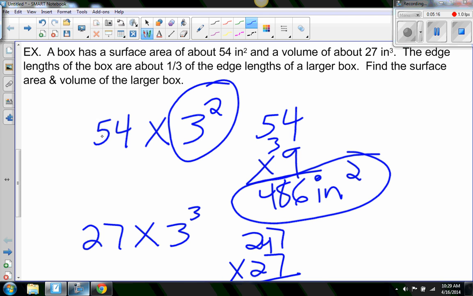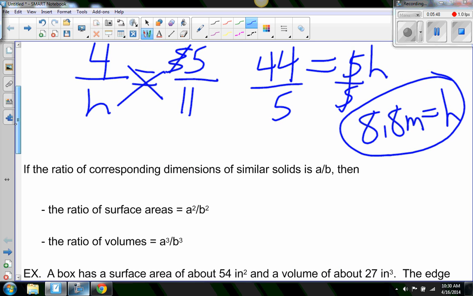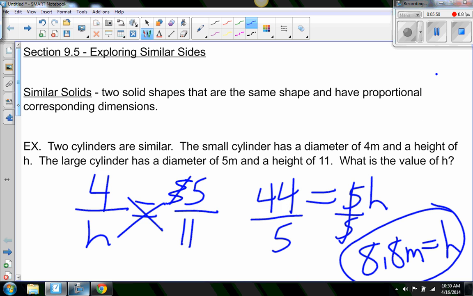How would this have changed if I had the bigger box and I wanted the smaller box? The only thing that would have changed is this. You would have used the 1/3 because you do want to get smaller. So you would have taken 54. Well, you would have had to square this first. You'd have had to take 1/3 times 1/3, which would be 1/9. So really you would just take 54 divided by 9, and you would have got 6 for the smaller one. You have to be careful if you're starting with the smaller shape or the bigger shape, because that's going to change what your scale factor is.